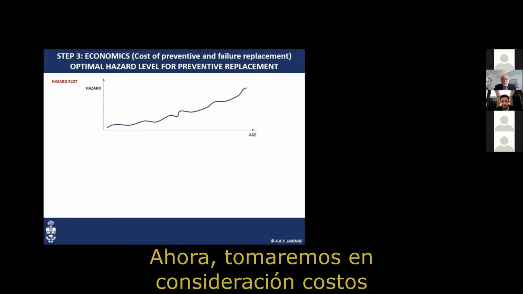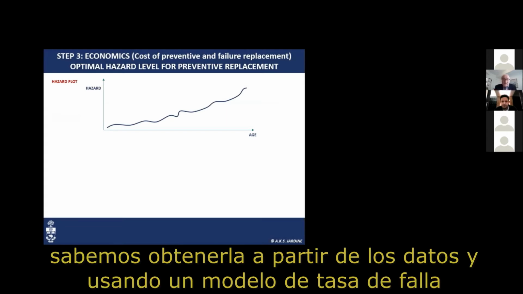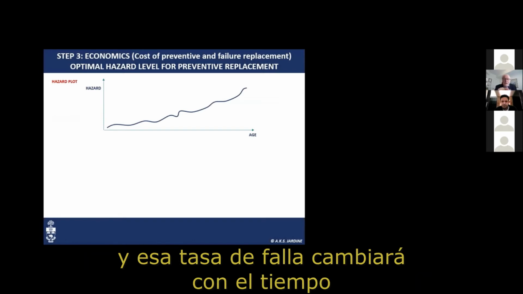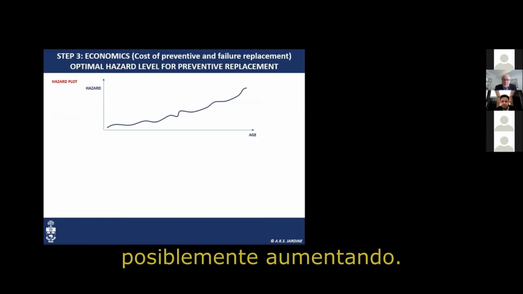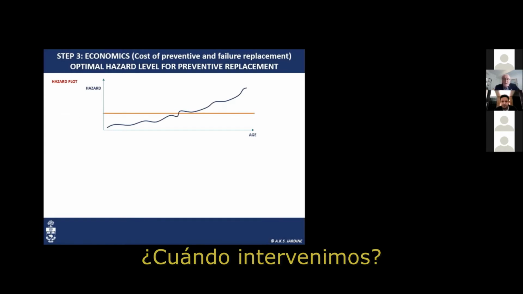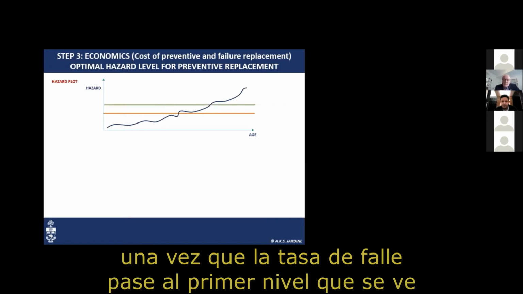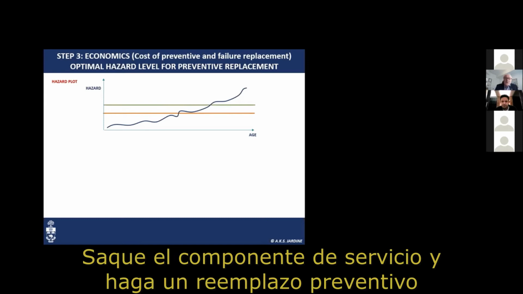Now, we're going to look at taking into account economics. Here's a chart you see that is the hazard. So we know how to get hazard from your data using a hazard model. And that hazard will change over time, possibly trending upwards. And the question in our mind is, when should we intervene? So you can tell the inspector, once the hazard gets to the first level you see on the screen, take it out of service and do a preventive change out.